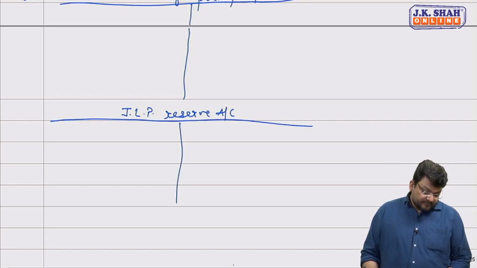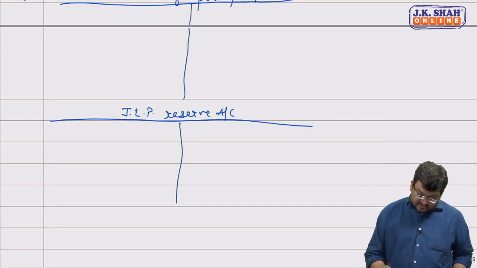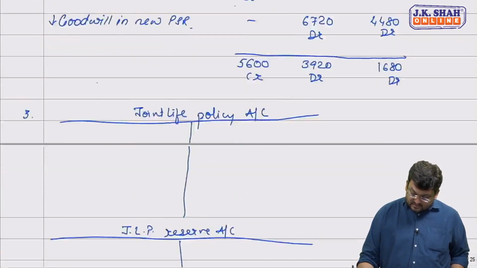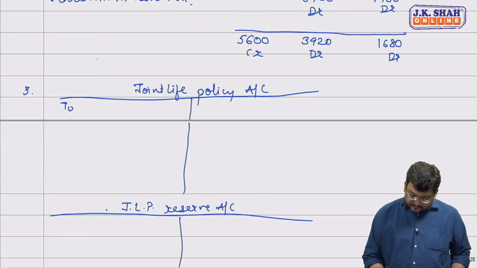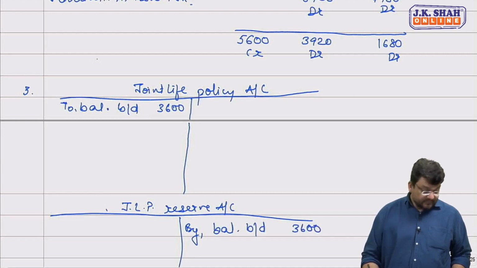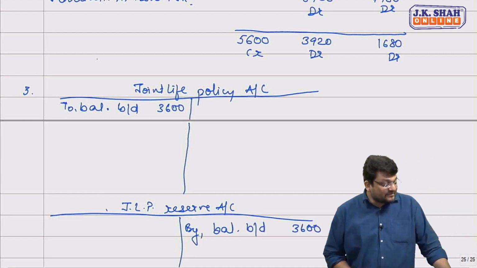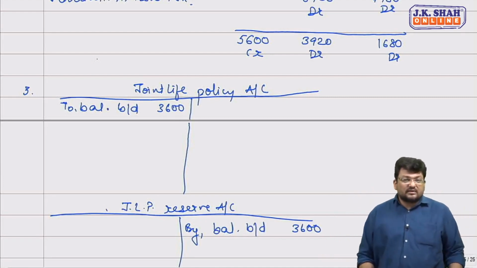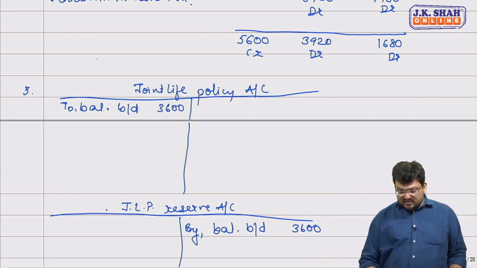In joint life policy, balance given is 3,600. Opening balance given is 3,600, correct? And a similar balance was there in joint life policy reserve also. Yes, sir. Since the partner has died, the policy has matured, and on maturity, the insurance company is giving us 12,600. So for collecting that sum assured from the insurance company, the entry will be bank to joint life policy.